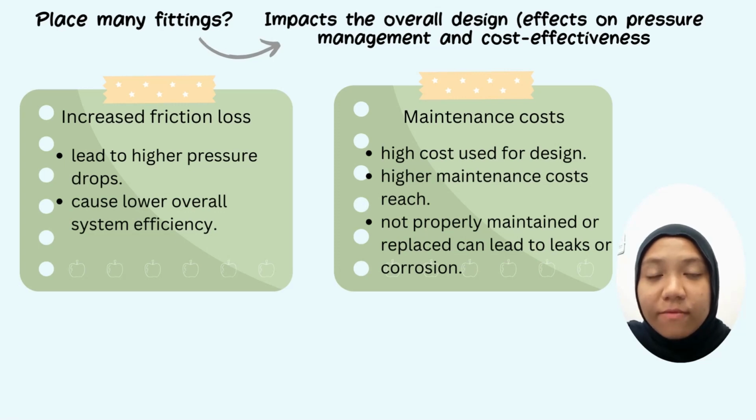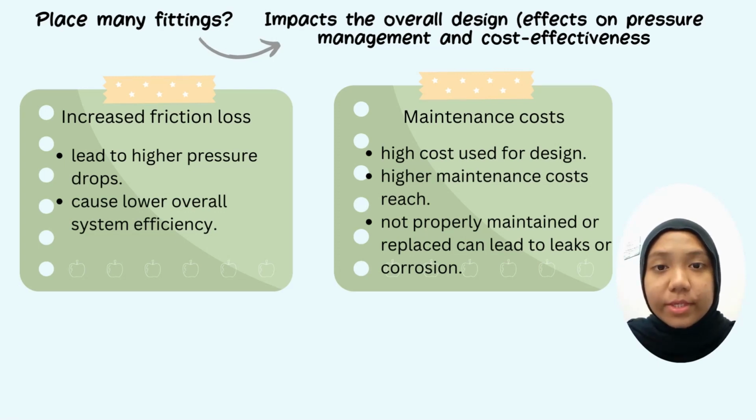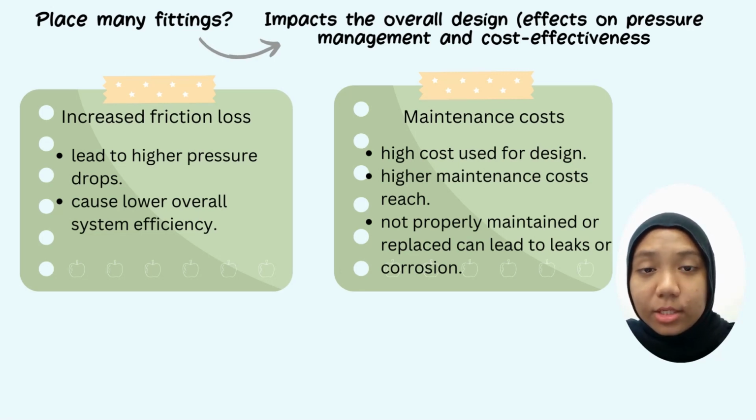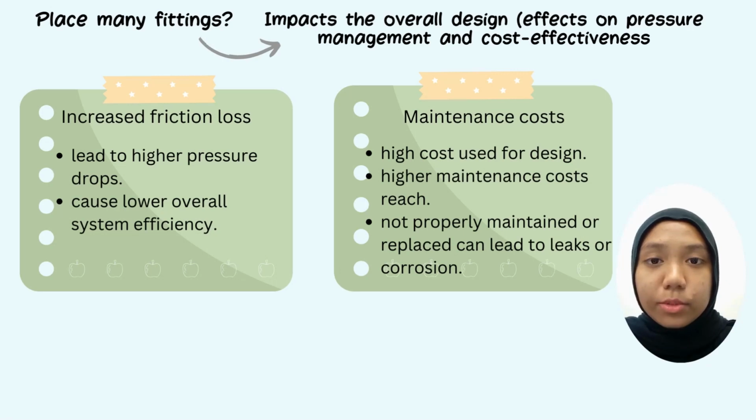Next is the impact on the overall design, including effects on pressure management and cost effectiveness, because of the placement of the fittings, which are elbows. First, increased friction loss. This can lead to higher pressure drops and lower overall system efficiency. Second is maintenance cost. More fittings result in higher maintenance costs over time. If the elbow is not properly maintained and replaced, this can lead to leaks, corrosion, and other issues requiring repair.